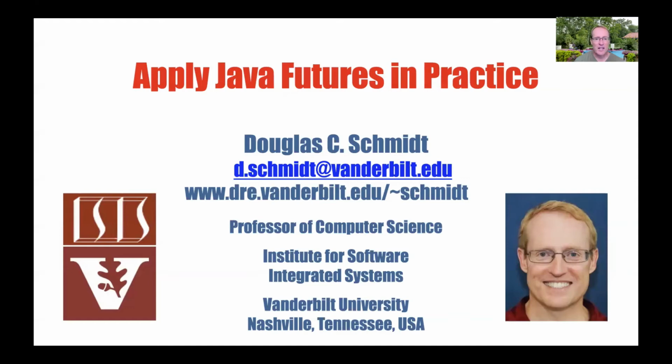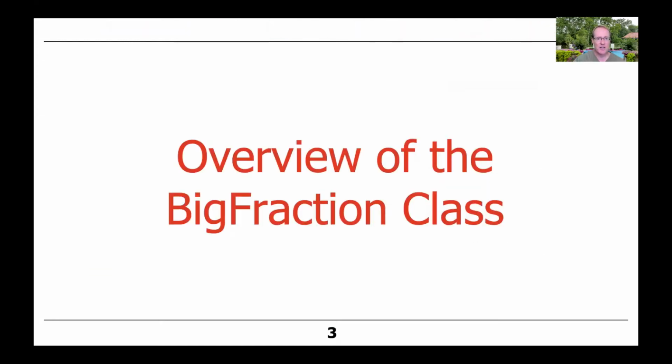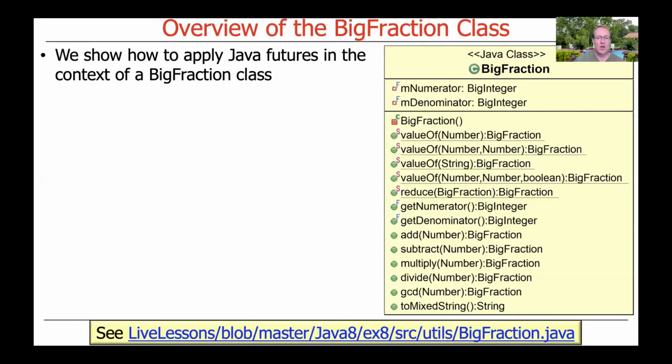So now that we've visualized Java futures, let's go ahead and show how you can apply them in practice. We're going to follow on from the example we just visualized to demonstrate how to multiply big fraction objects concurrently using Java futures and the Java executor service framework. So we're going to work on something called a big fraction.